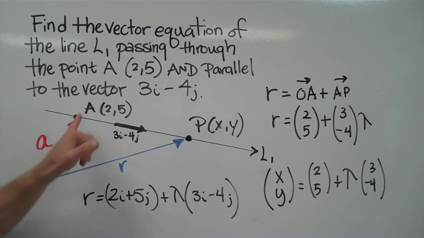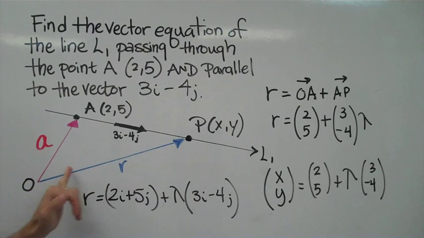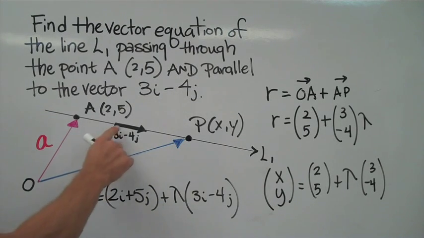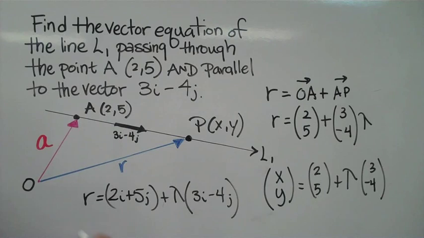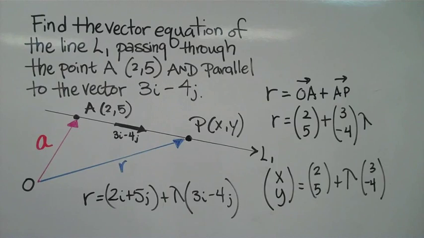The important thing is this A point is going to give us our first vector, over 2, up 5. And then whatever's here is going to be times lambda, and it's going to tell you how far to go over and how far to go up or down. And that's how we get our vector equation of this line. That's what we're doing, finding a vector equation of line 1.